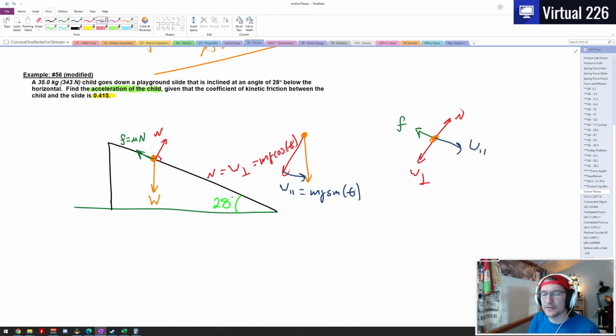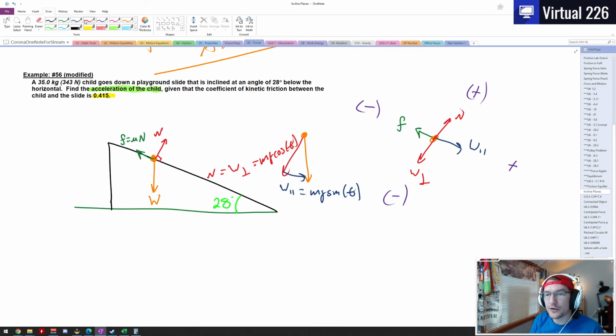And as classic physics is, we need to choose positive and negative directions for everything. So let's just choose the direction of motion to be positive. So if the child is sliding down the slide, down will be positive, up is negative. And for the normal and the perpendicular component of the weight, it doesn't really matter what we choose. They're going to be equal. So we'll just call that positive and this negative.